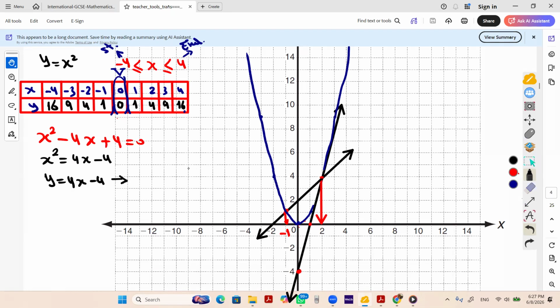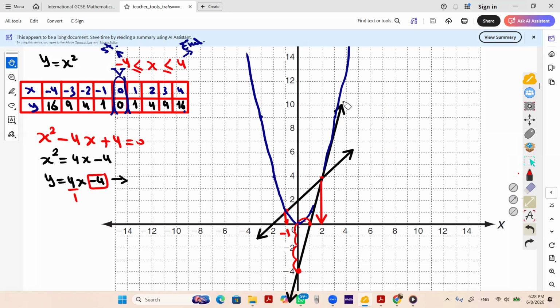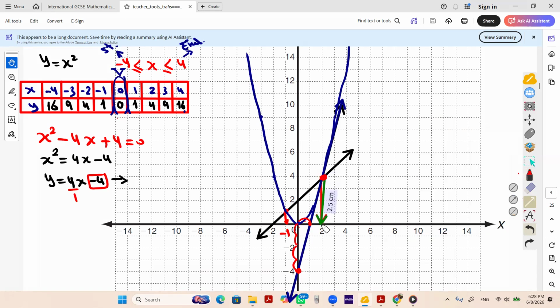If you draw the line which represents this function, you will plot the y-intercept, which is what? Minus 4. Good. And the gradient will be what? 4 over 1. Good. Move 4 up: 1, 2, 3, 4, and to the right step 1. You will find that it's the same line that we drew before, which intersects with the parabola at what? At this point, which is opposite to the x-axis at x equals what? 2. Very good.